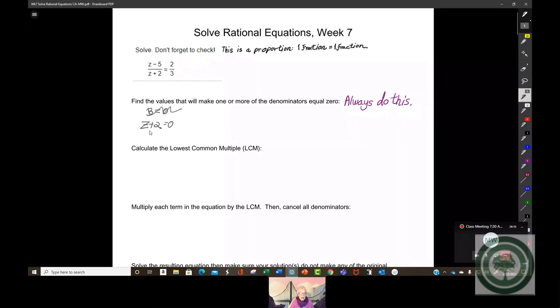Instead, we'll just solve here. I'll subtract 2 and subtract 2. Z equals negative 2. What that means is if any of our answers are negative 2, then we can't accept the answer, and if that's the only solution to the equation, then we can't accept it and the answer will be no solution. Okay, so z cannot be allowed to equal negative 2. Now that we know that, we can go on.